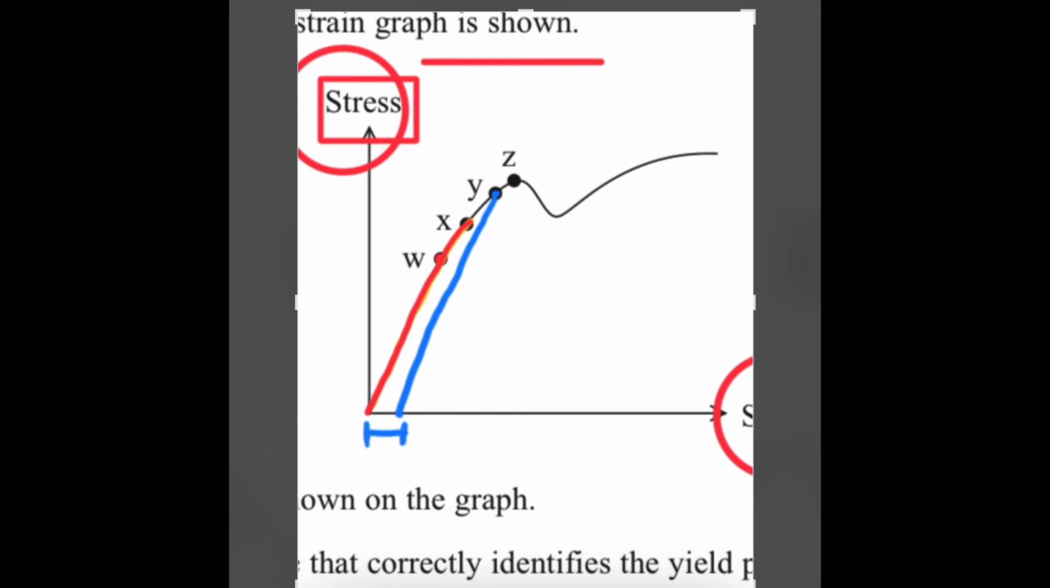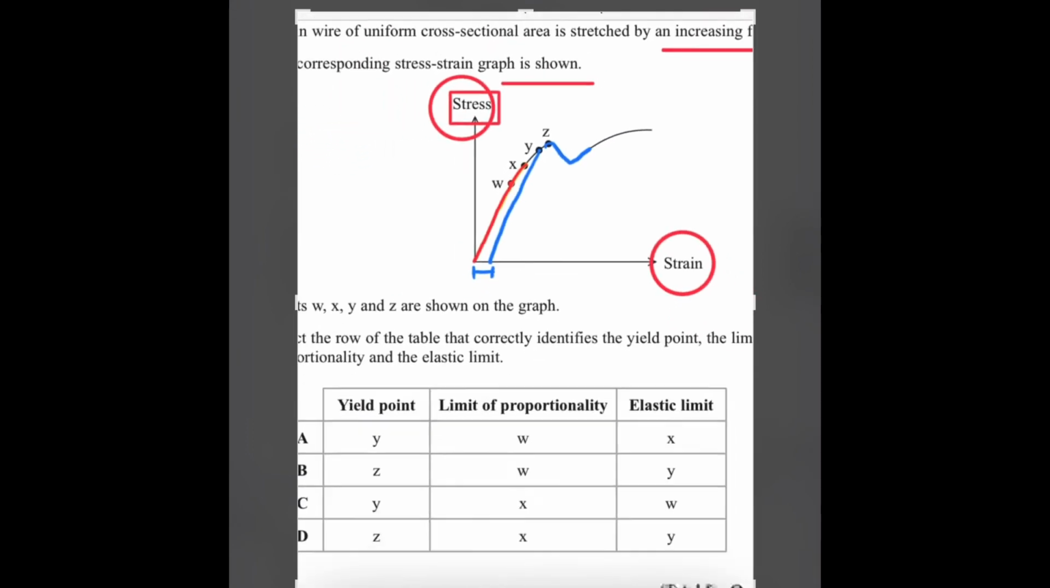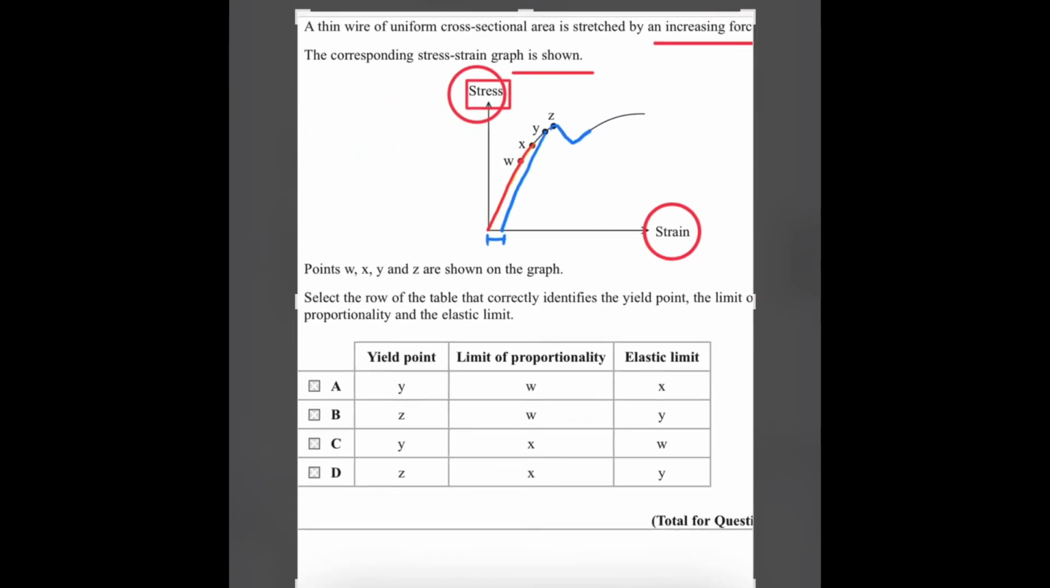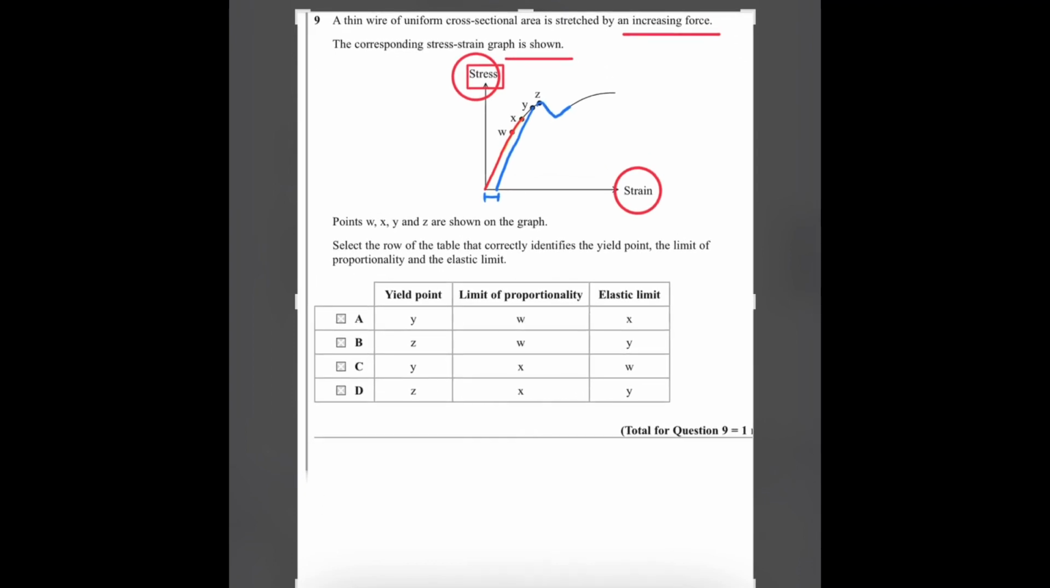So X is the elastic limit and Z is the yield point, because just after Z the graph just curves out like this. The stress does not increase, the strain keeps increasing, right? So Z is basically the yield point. So W is the limit of proportionality, X is the elastic limit, and Z is the yield point. You just need to memorize the graph. It really comes in handy if you just remember the graph and keep it in mind. The only correct answer to number 9 is B.